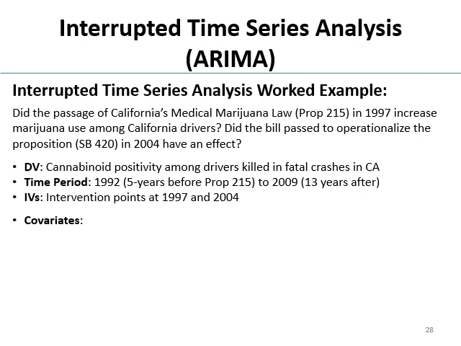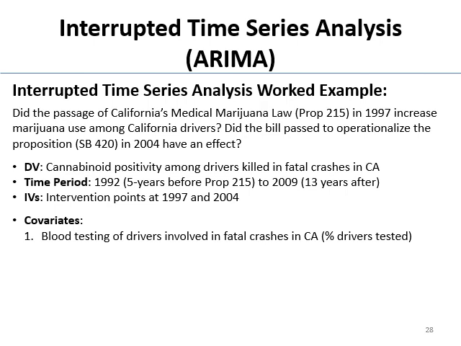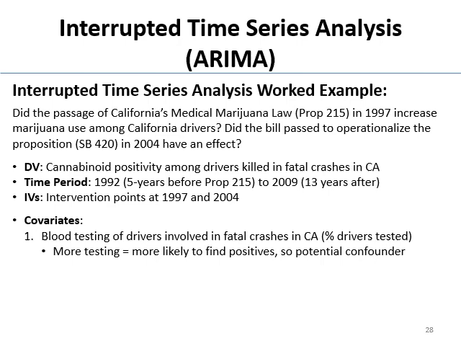So I had some covariates. One of the things is, if you're looking for weed among drivers, the number one thing that determines whether you find weed among drivers is whether you tested them. So testing of weed among drivers is not consistent across time. That was a potential covariate, because it was a potential confounder. It's related to detecting marijuana among the drivers. With more testing, you're more likely to find positives, so it's a potential confounder.